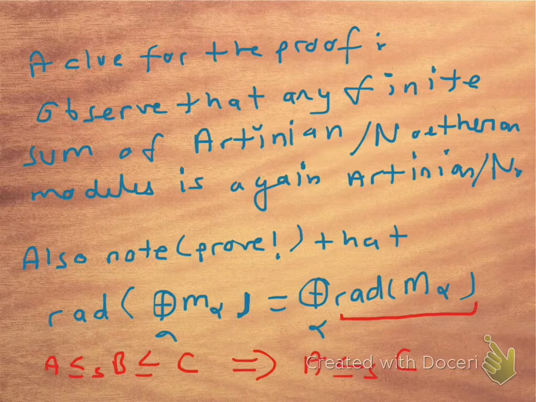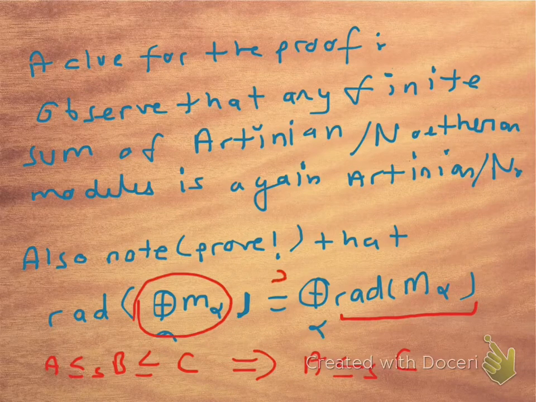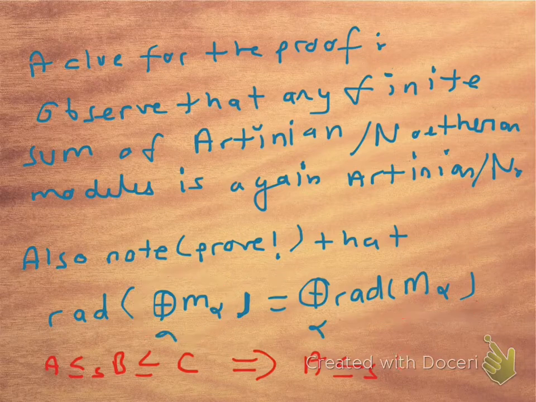the radical of each M alpha, which is the sum of small submodules of M alpha, is contained in the radical of the larger module, which is the direct sum. That's what it means. Okay, so this settles one direction, namely the inclusion of the right side and the left side. As for the inclusion of the left side in the right side, let's first take these back.